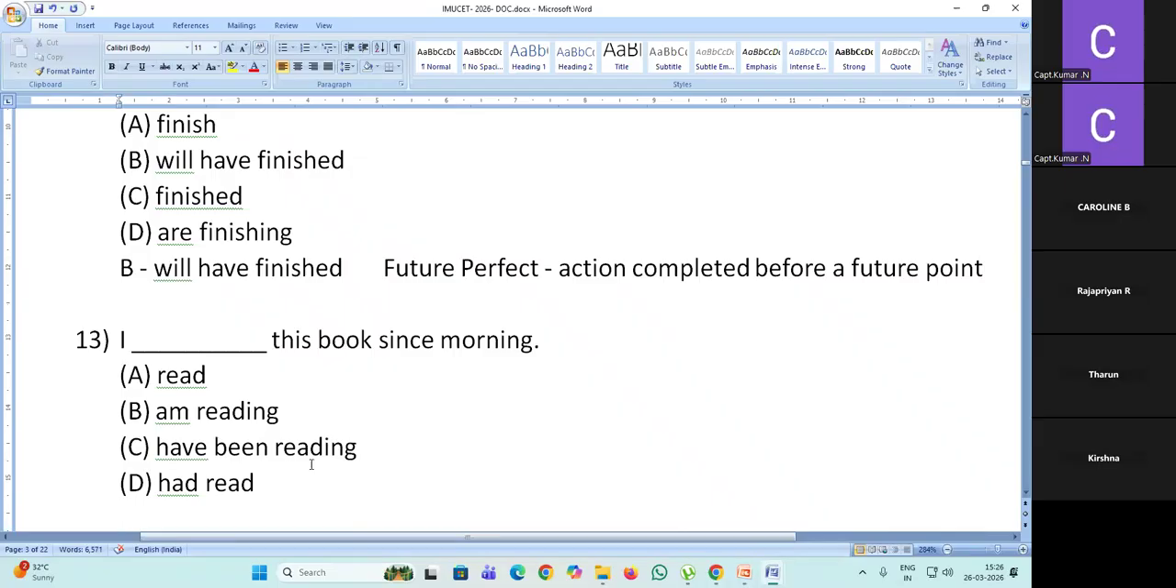I dash this book since morning. So see the verb here, the tense marker. What is the tense marker here? Since. Since is the tense marker. It is telling at what time the work started. Okay, morning. So what tense is it? And the subject used is I. So what do we have to use? Have. I have been reading this book since morning. That's the correct answer.